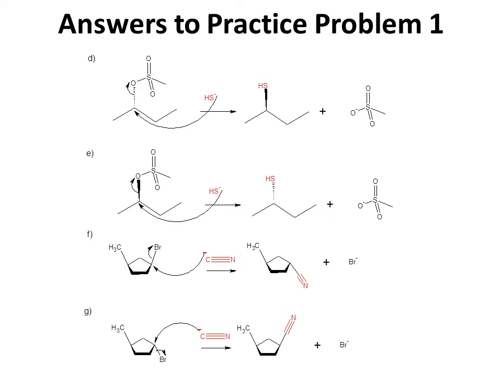In problem D, thiolate anion, HS-, comes from the front of the carbon because the leaving group, the sulfonate, is in the back. See the dashed line? That causes inversion of configuration, which would give you a product in which the thiolate, now a thiol, is pointing towards you in the front, displacing the sulfonate as a leaving group.